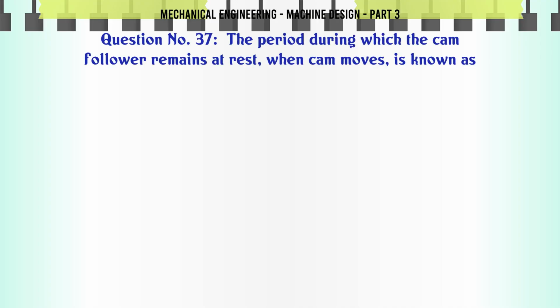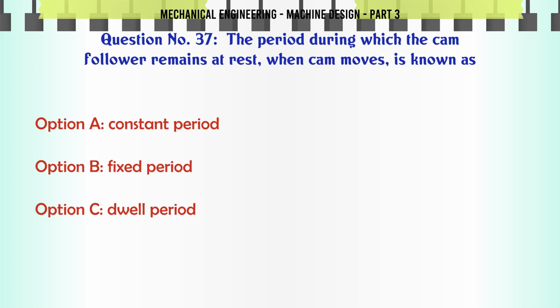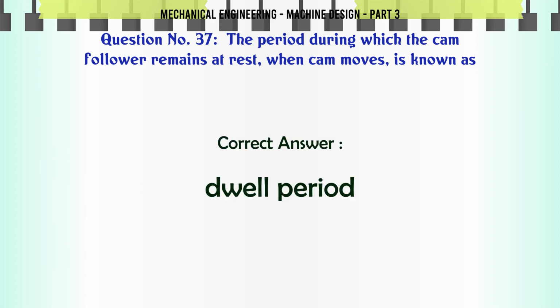The period during which the cam follower remains at rest when cam moves is known as A. Constant period. B. Fixed period. C. Dwell period. D. Idle period. The correct answer is dwell period.